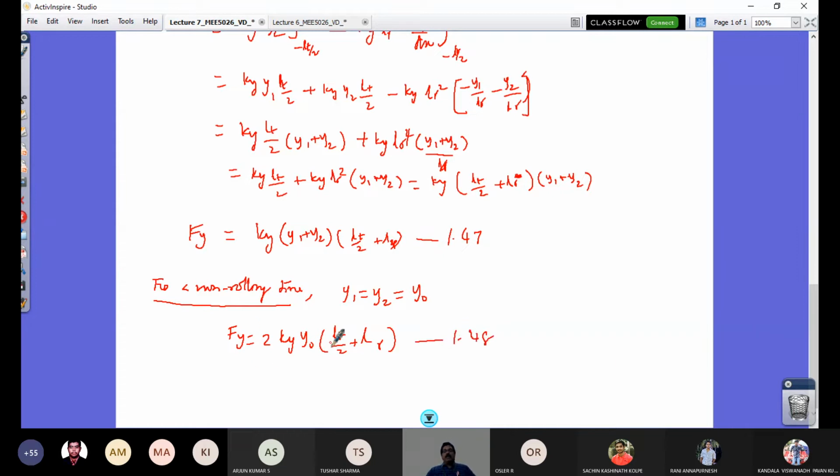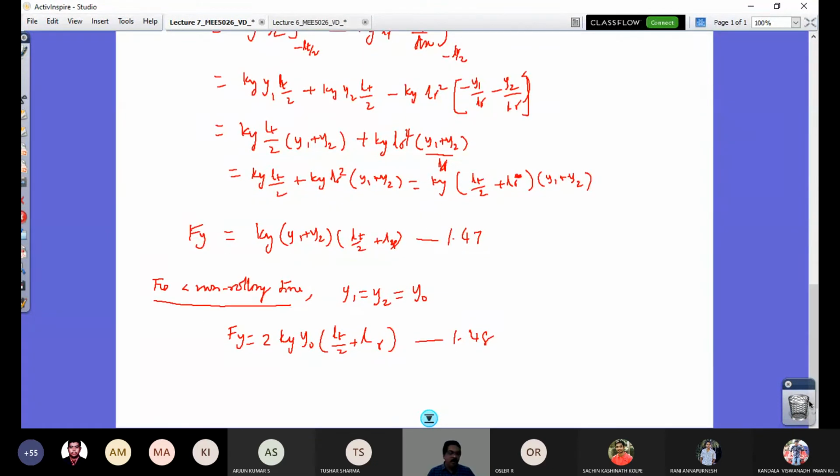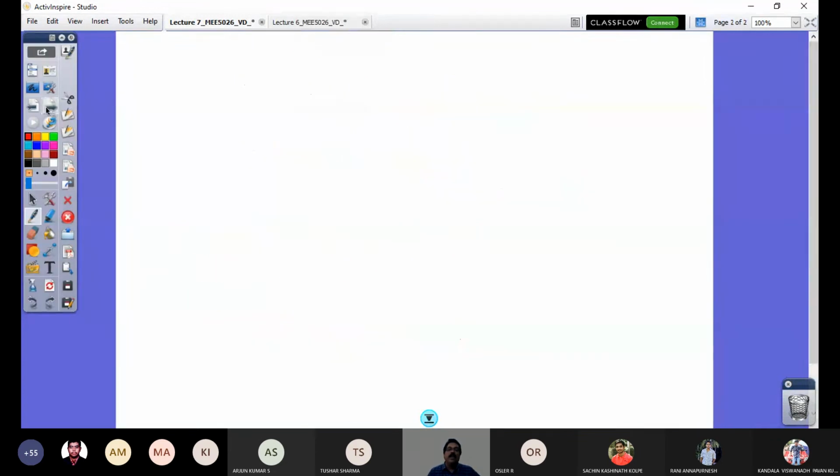For a non-rolling tire, Fy whatever is there is changed into this, whereas y1 and y2 for the rolling case are given by an exponential function, which you have just now seen, and they are given by equations 1.45 and 1.46 respectively, that you see on the screen. Right? Okay, so now in a similar way, let us go ahead with solving for self-aligning torque.